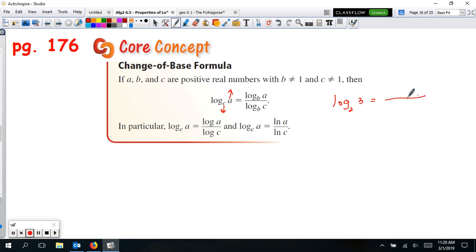So up on top here, I can give any base I want to. So I'm just going to put log over log right now. I can give this any base I want to. I can make it base 10 if I want to. That way I can calculate it on the calculator.